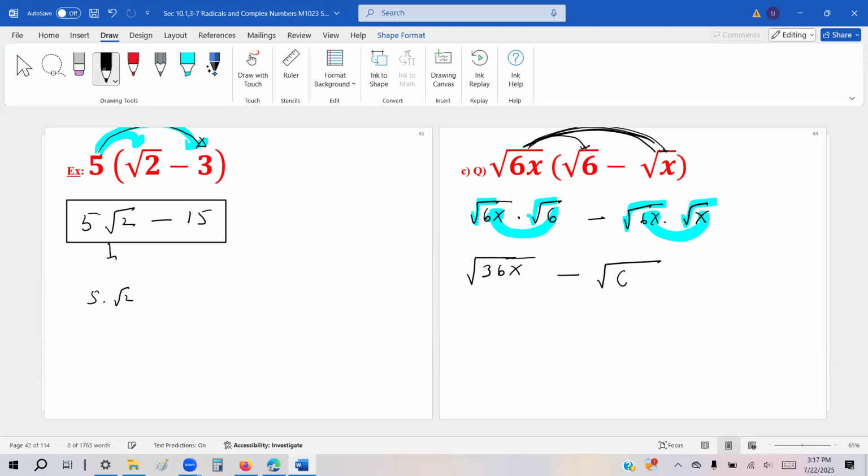That means we are allowed to multiply the inside because both of them are positive. So we get square root of 6x squared. Are we done? No. The multiplication is done, no problem. But now what do you have to do? Simplify. So square root of 36, square root of x squared. You have to split them because square root of 36 is a perfect square number, and x squared is a perfect square number.